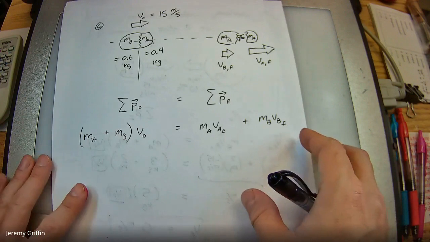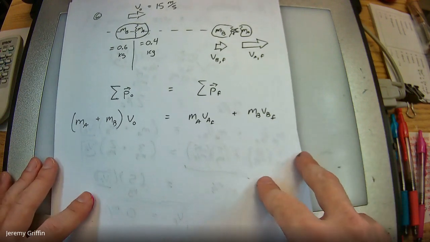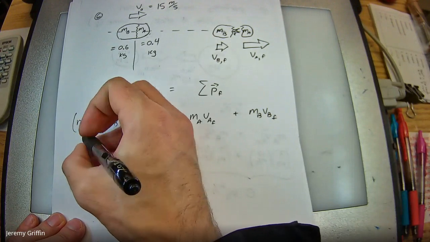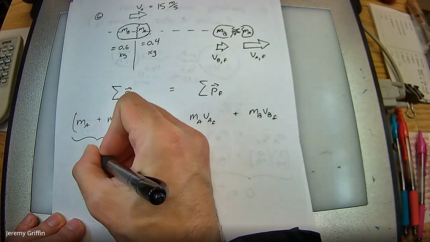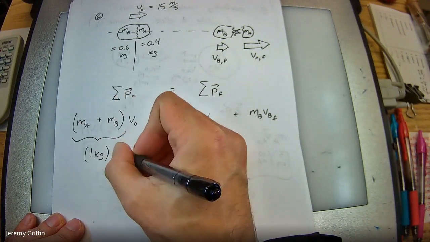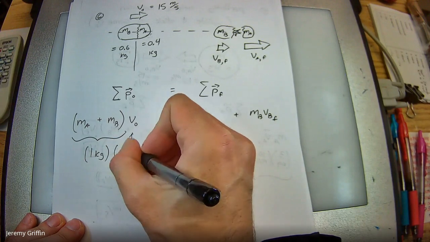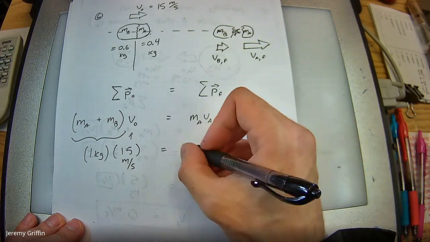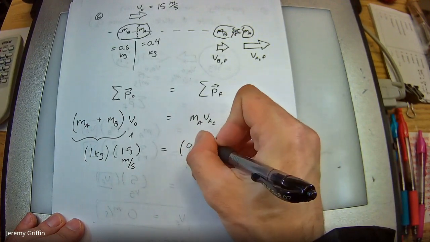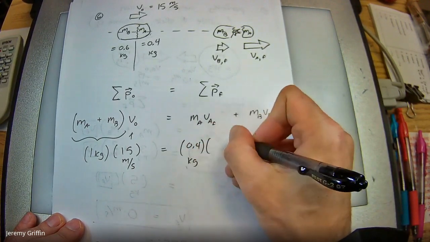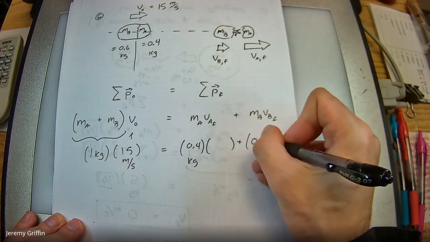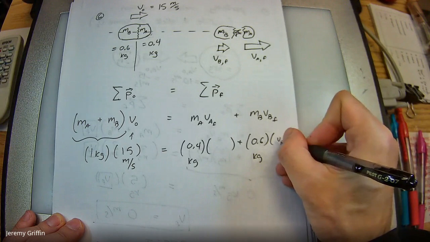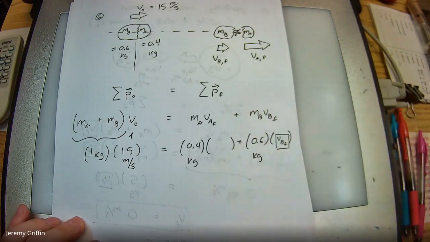Okay, so I see this all coming together. This is just an inelastic collision in reverse. Let's throw some numbers in here. I know that this whole thing was 1 kilogram, because 0.6 plus 0.4 kilograms, moving at 15 meters per second, so we've got 15 units of momentum. Mass A was 0.4 kg, moving so fast. Mass B was 0.6 kg, moving so fast. Let's say we're solving for VB final, like that.